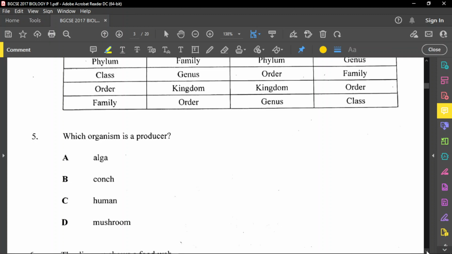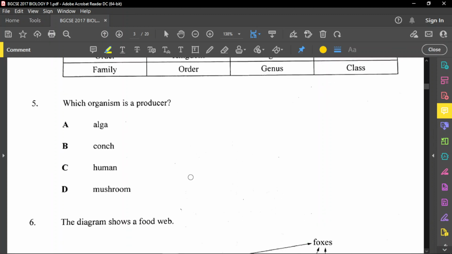It's, which organism is a producer? And right off the bat, we know that this is going to be algae. Algae is a producer. Algae photosynthesize. Mushroom is not the answer. We know for sure conch and human could never be a producer. But let's talk about the mushroom. Mushrooms sometimes look like plants, right? They have a plantish look to them, but they do not photosynthesize. They do not have chlorophyll.